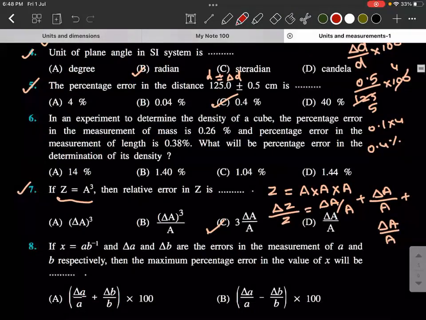Sixth one. In an experiment, so read the question carefully. In an experiment to determine the density of a cube. So what is the formula for density of a cube? Density is equal to mass by volume. So to determine the density of a cube, the percentage error in the measurement of mass. So what is the percentage error written as?